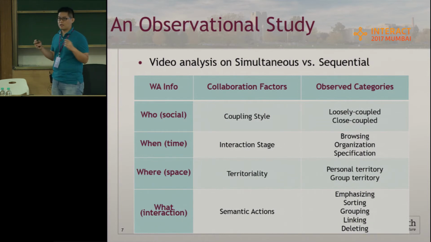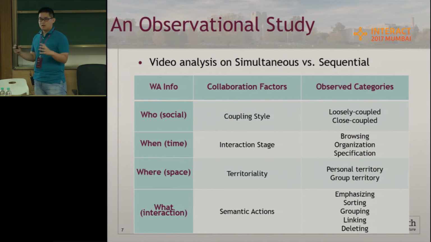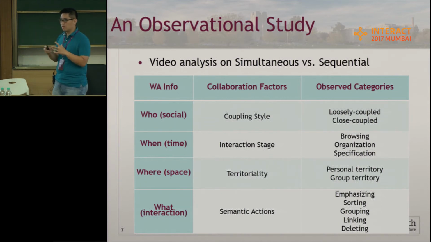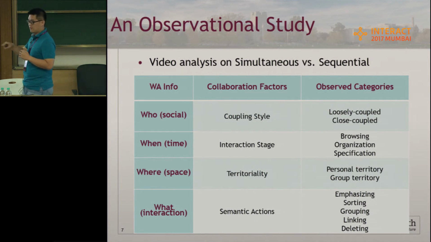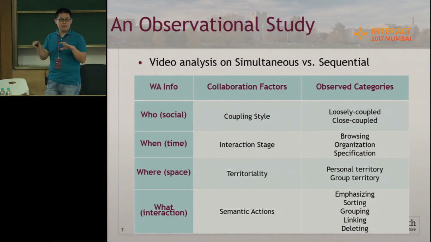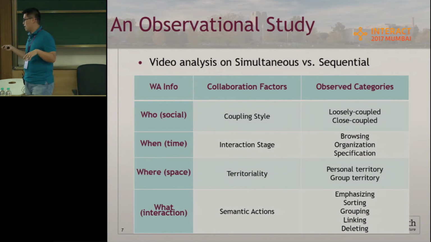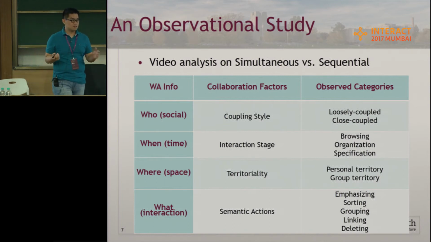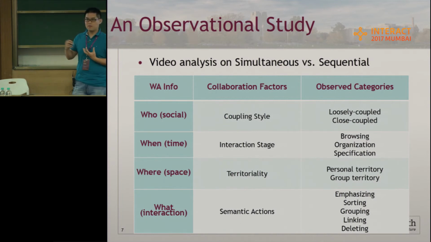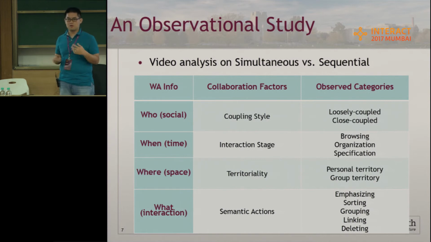Grouping is when they find similar or related things and want to put them together, grouping the cards into one pile. Linking is when the devices have drawing capability, so they draw lines connecting different cards and make a sort of connected graph. And deleting is when they think something is useless or conflicting with others, so they remove it from their current plan. So they perform those types of semantic actions.